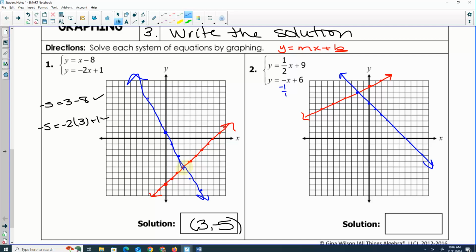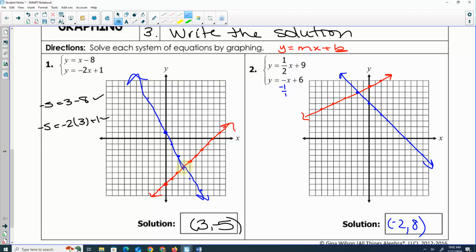That ordered pair, x is -2, y is 8. And you check them. You put in 1/2 times -2 is -1, plus 9 is 8. The opposite of -2 is 2, plus 6 is 8. So it works for both.